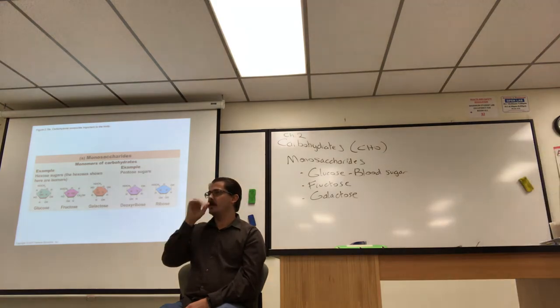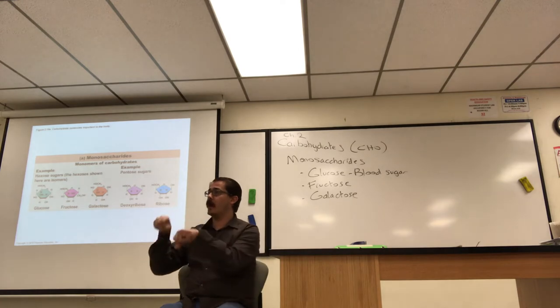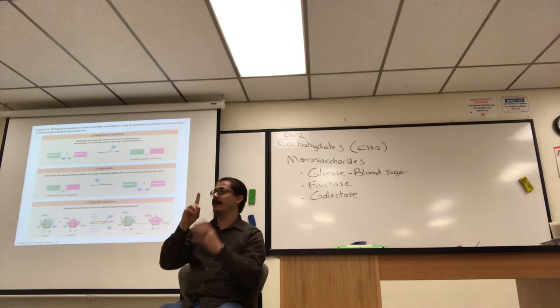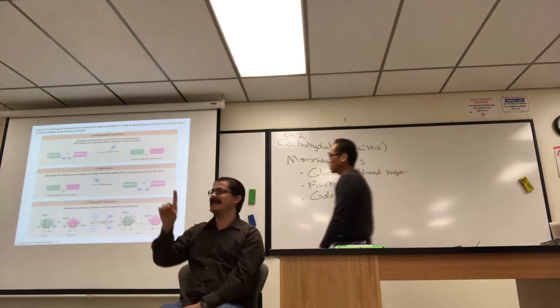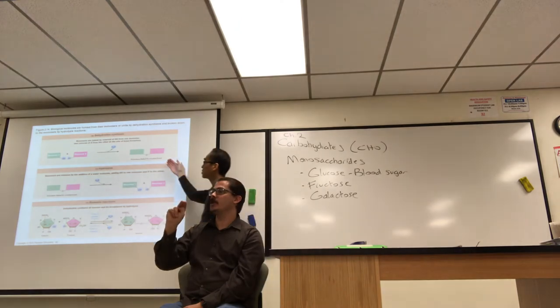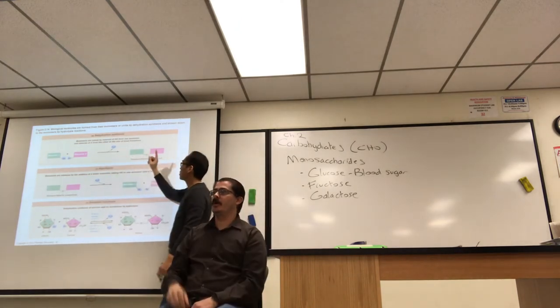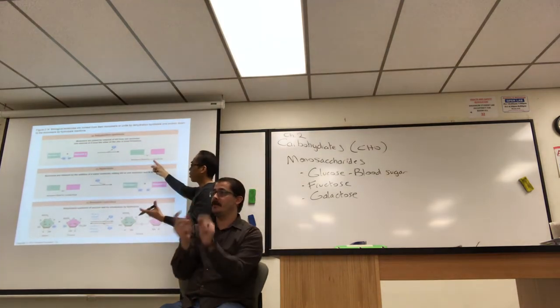You can link these together. These monomers can be linked together. The monosaccharides can be linked to form disaccharides. If you're linking them together, that's a dehydration synthesis reaction because water is given off. That's the top one. So two monosaccharides become one disaccharide.